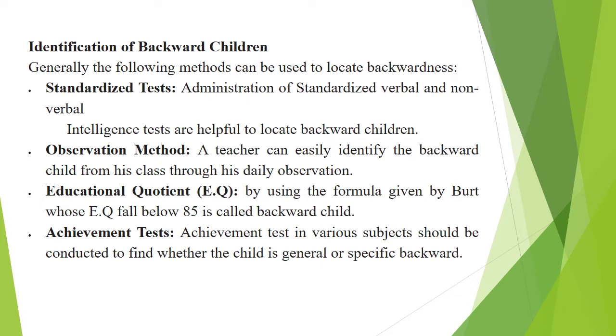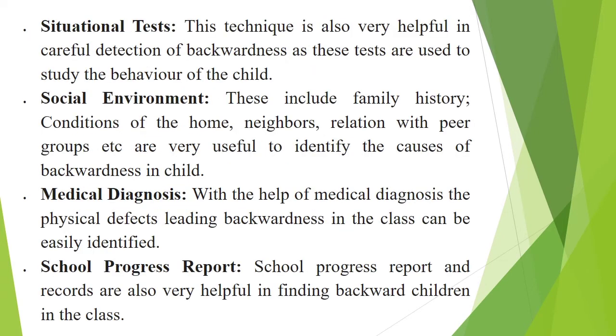child. Achievement test. Achievement tests in various subjects should be conducted to find whether the child is generally or specifically backward. Situational test. This technique is also very helpful in careful detection of backwardness, as these tests are used to study the behavior of the child. Social environment. These include family history, conditions of the home, neighbors, relation with peer groups, etc., which are very useful to identify the causes of backwardness in a child.